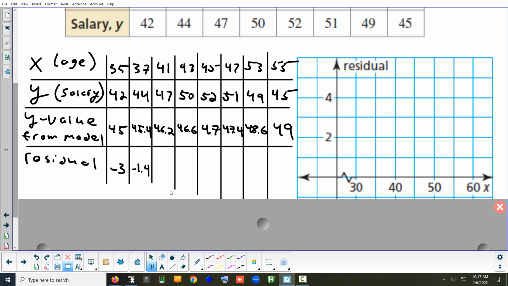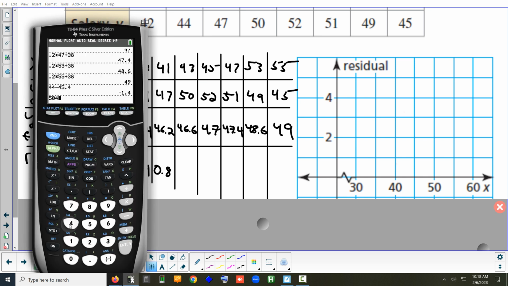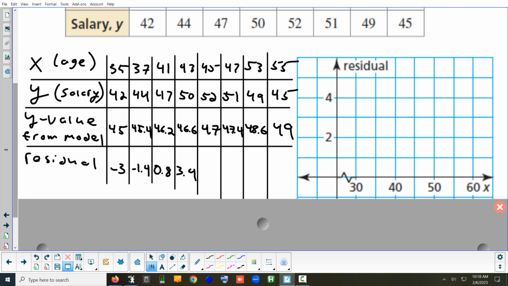All right. The next one is 47 minus 46.2. That one I can just do in my head. That's 0.8. Right. The next one is 50 minus 46.6. 3.4. What do you think of that one? Was that a good prediction? Joe, what do you think? No. No, it's 3.4 off. Remember, we kind of want to stay between 1 and -1. We're getting a little high there.